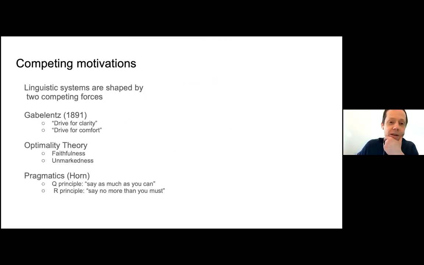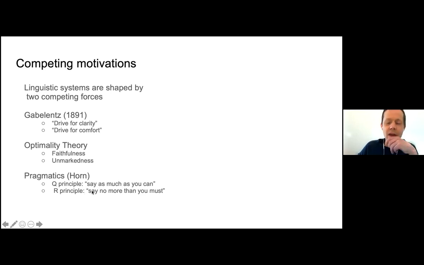As John already mentioned, there is an idea in the linguistics literature going back a long way that linguistic systems are shaped by 2 competing forces. These forces have different names in different parts of the literature, and I'm showing just 3 examples here. Early on, there's the idea of a tensional opposition between a drive for clarity and a drive for comfort. In optimality theory, the 2 basic principles are referred to as faithfulness and unmarkedness. And in Horn's formulation of pragmatics, he refers to the Q principle and the R principle.